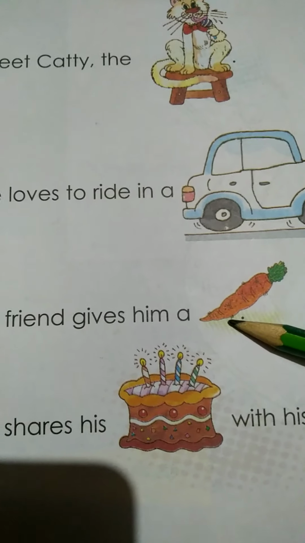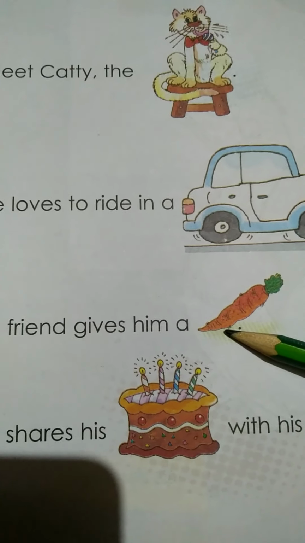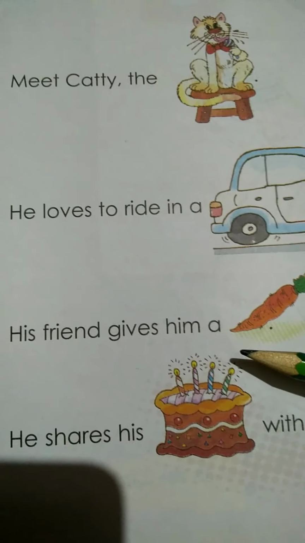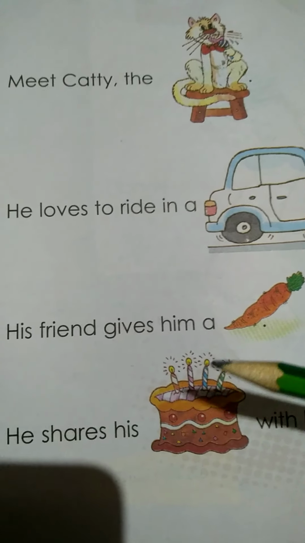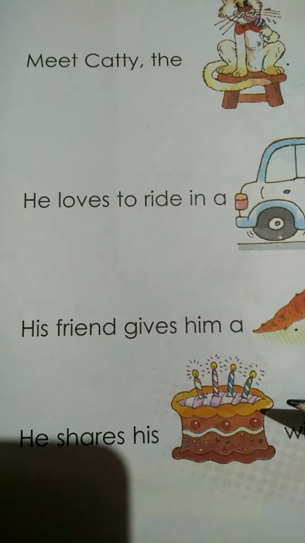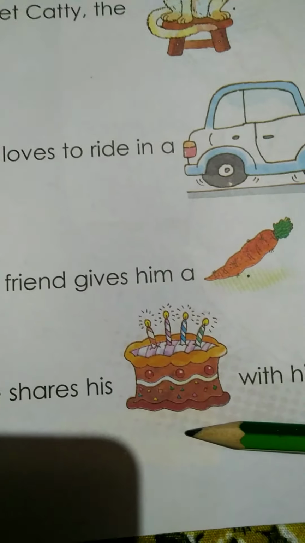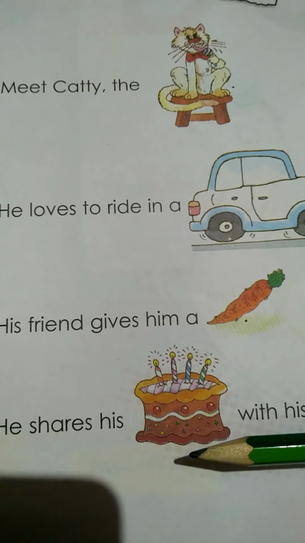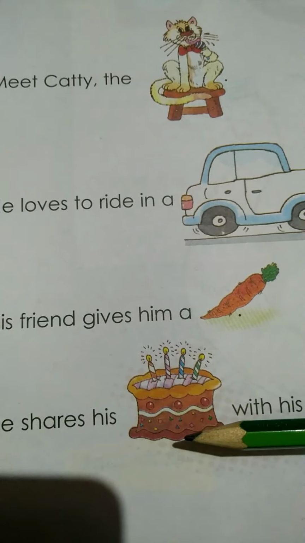Now here is a carrot. Children, this is a carrot. His friend gives him a carrot. So Catty also shares his cake with his friend. Catty the cat loves to ride in a car. His friend gives him a carrot and he also shares his cake with his friend.